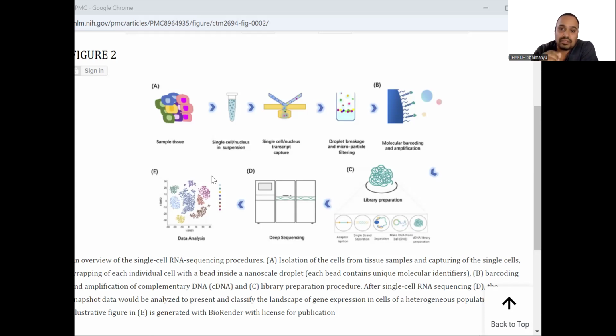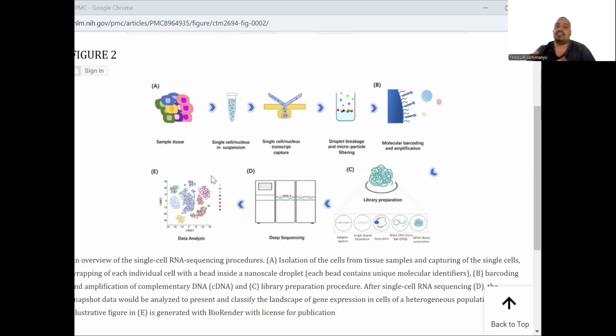At its core, single cell technology involves a range of techniques that isolate, analyze, and characterize individual cells at a single cell level. The most prominent of these is single cell RNA sequencing, which we also refer to as scRNA-seq, and it provides a comprehensive view of the gene expression profile in individual cells.